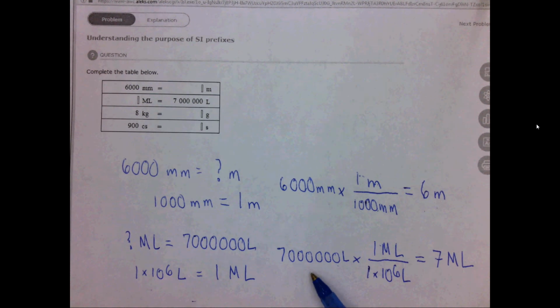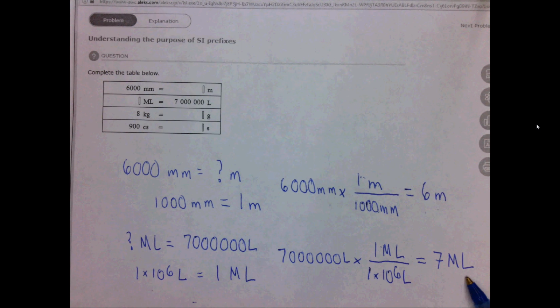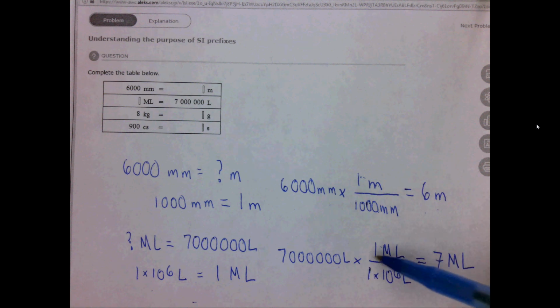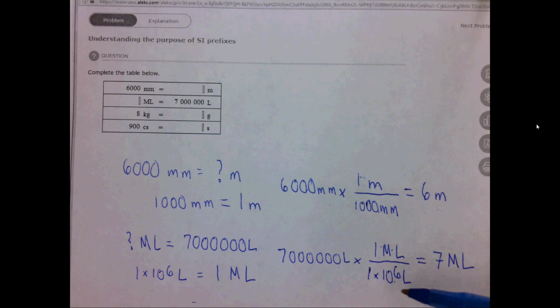In both cases, the 7 million liters is exactly equal to 7 megaliters, and 6,000 millimeters is exactly equal to 6 meters. So we have not changed the quantity or the magnitude of what we have. We have simply changed the unit by multiplying by a fraction created with two equal quantities that relate to two units. In this case, 1 times 10 to the 6 liters over 1 megaliter.